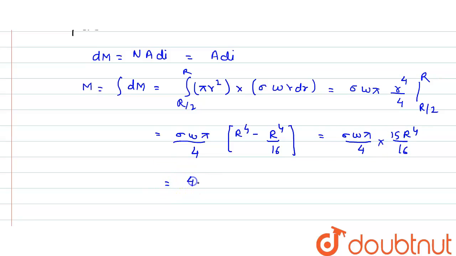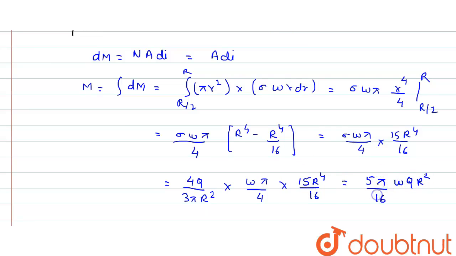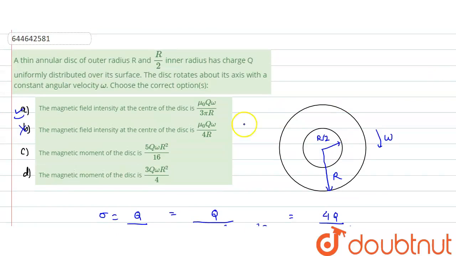So if you put the value of sigma as 4q divided by 3 pi R square, into omega pi by 4 into 15 R to the power 4 by 16. So our final answer would be 5 pi omega q R square divided by 16. So this would be the value. So if we check which option would be the correct option, the correct option would be our C option. D is incorrect. So hope you have understood the solution.